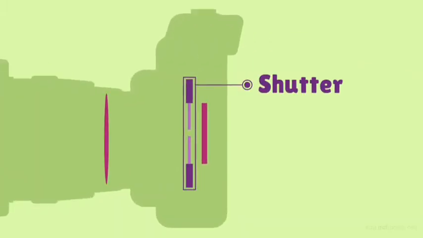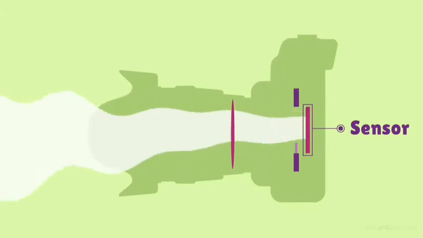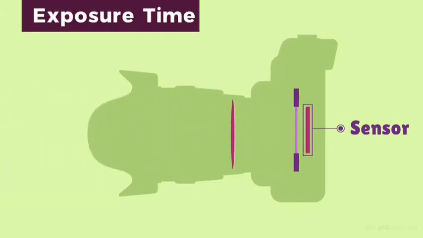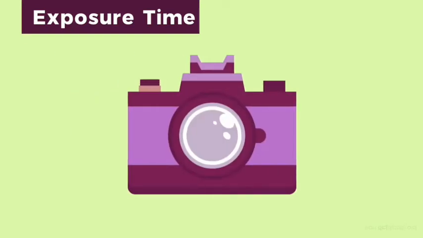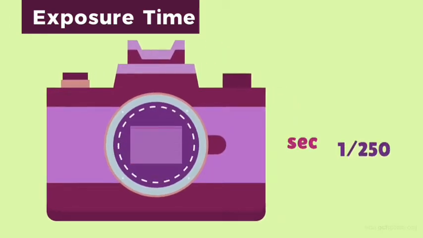Now let's go inside the camera and take a look at some of the most important parts. The shutter regulates the length of time that the camera sensor is exposed to light. Using the shutter, the camera controls overall exposure time. When you press the button to take your picture, a mechanism opens and closes inside your camera based on your exposure settings. This is how light is allowed to enter the camera.